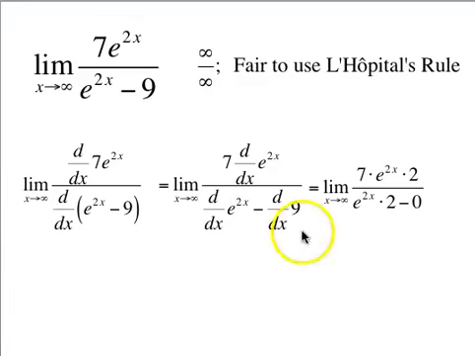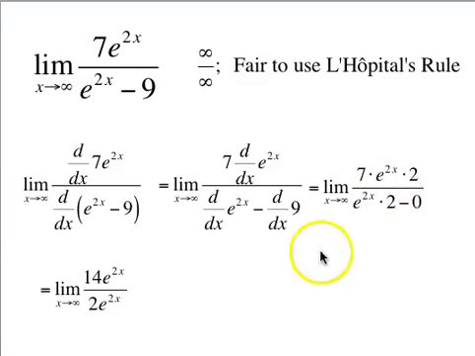Now simplifying this, in the numerator we have 7 times 2, 14 times e to the 2x, divided by 2 times e to the 2x. Notice the e to the 2x's cancel. E to the 2x divided by e to the 2x is just 1, and 14 divided by 2 is 7. So we have the limit as x goes to infinity of 7. All of the x's are gone, and the answer is just 7.